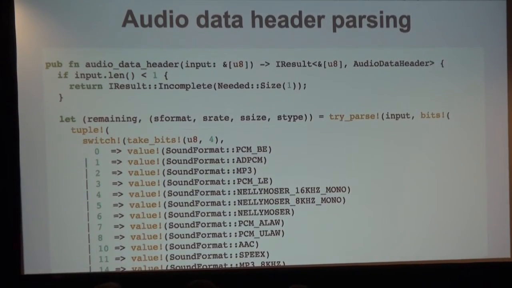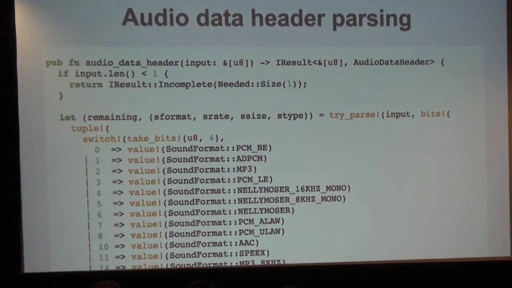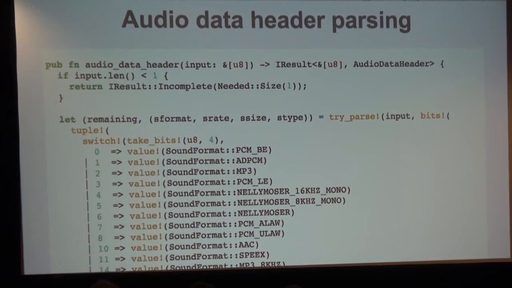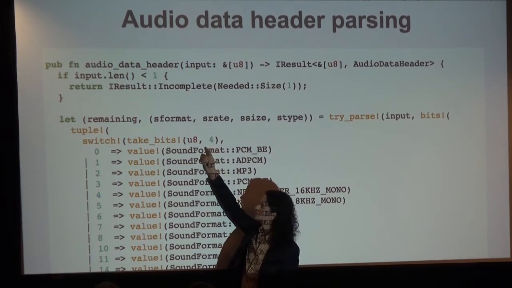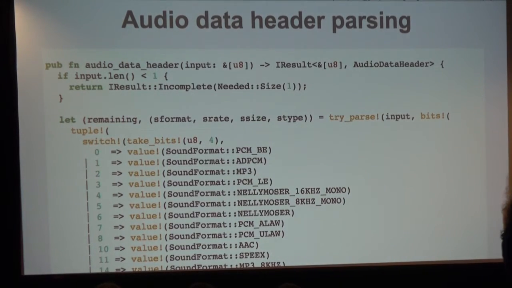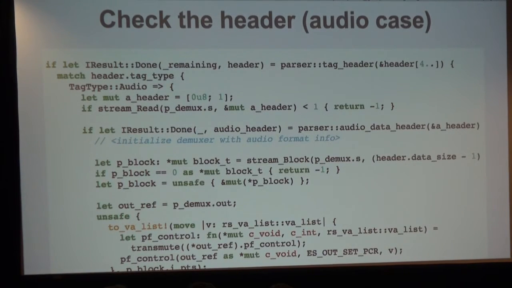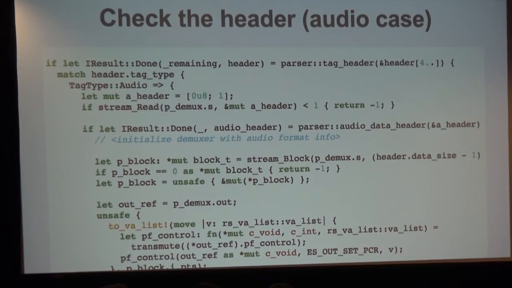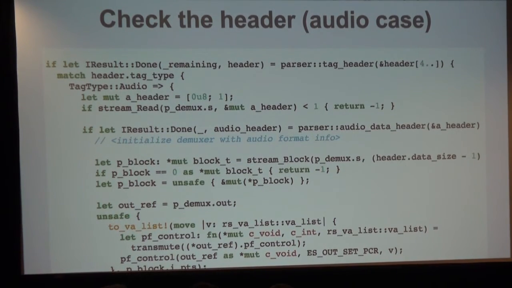So bitstream parsing in nom. You can take your input, which is a byte slice, you apply bits, which transforms that to a byte slice and an index, and you go through that thing. So here you take 4 bits, and it gives you an integer that you can use to see which kind of audio codec it is. And then you use that. So you take 1 byte with stream read, and then you parse. And then you have enough data to know, OK, I have this block of data, size minus the header, that contains audio data that I can push to VLC.